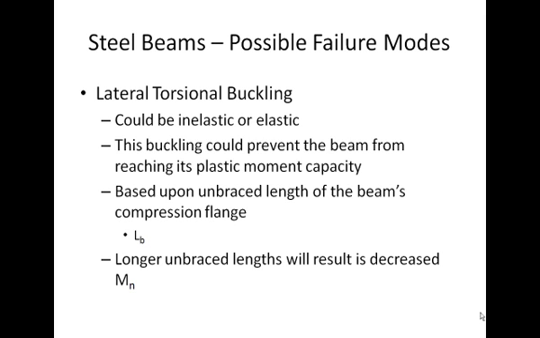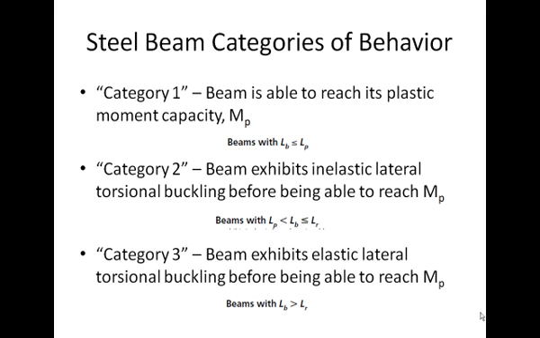I usually talk about the failure mechanisms being in categories. Category 1 behavior is the plastic moment capacity. Beams are able to achieve this if their unbraced length of the compression flange, which we will refer to as LB, is less than some value which we call LP. We'll talk about this value on the next slide.